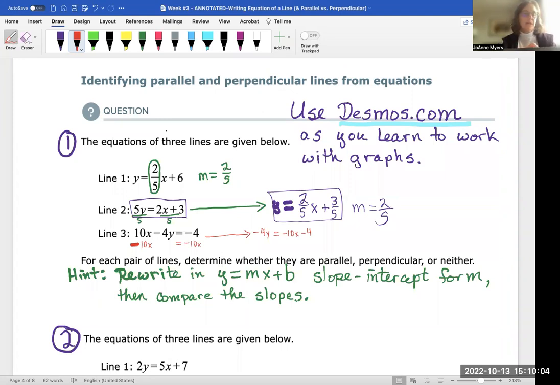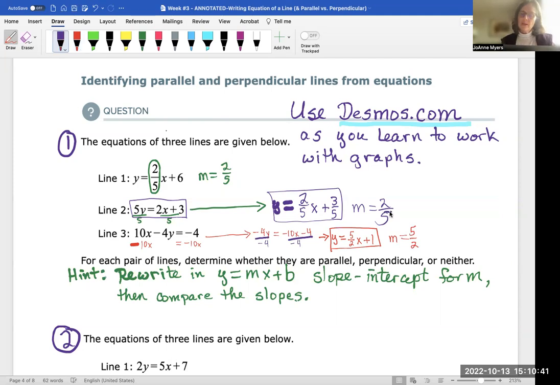For line number 3 here, I subtracted 10x from both sides. I now need to divide both sides by a -4. And so my equation will be y equals -10 divided by -4. Negative divided by negative is positive. 10 divided by 4 simplifies to be 5/2. -4 divided by -4 is a +1, and my slope is 5/2.